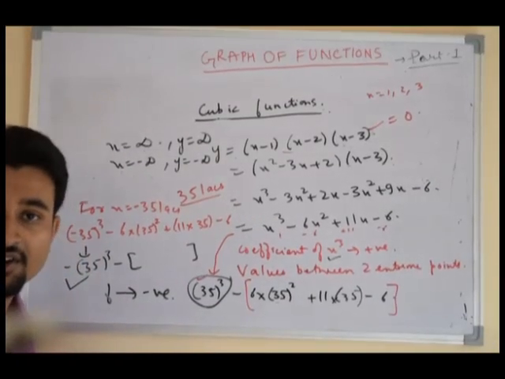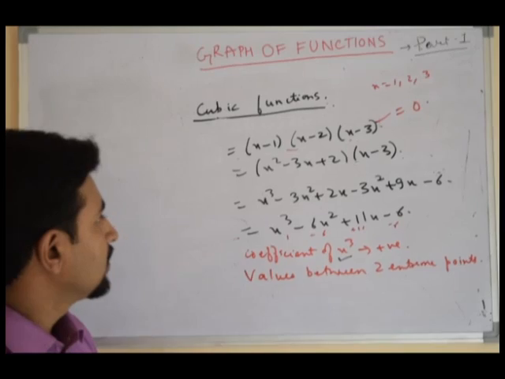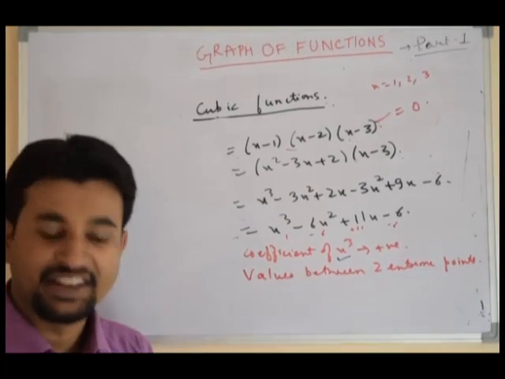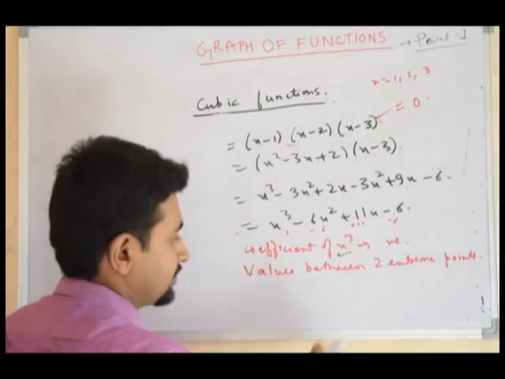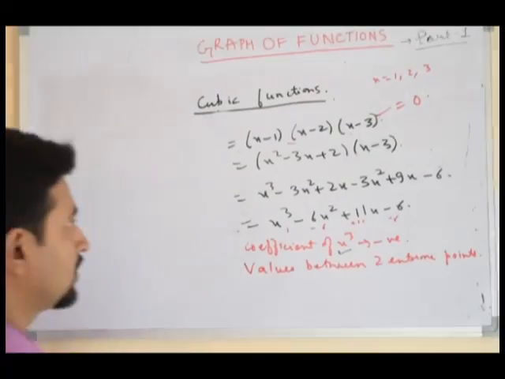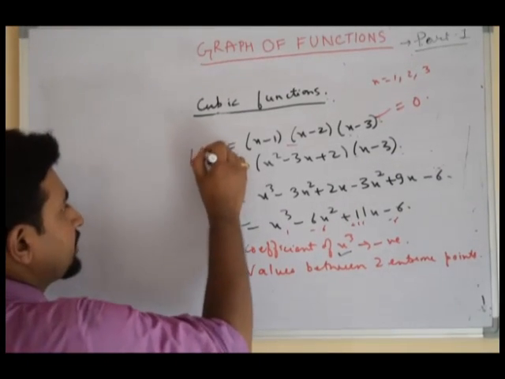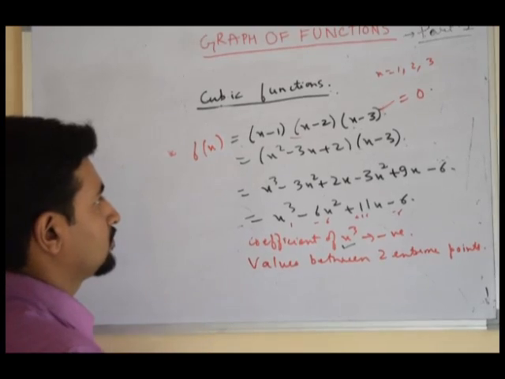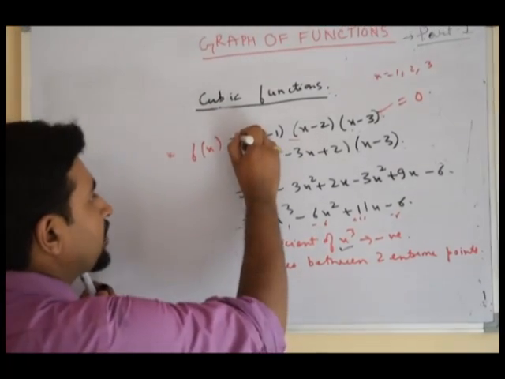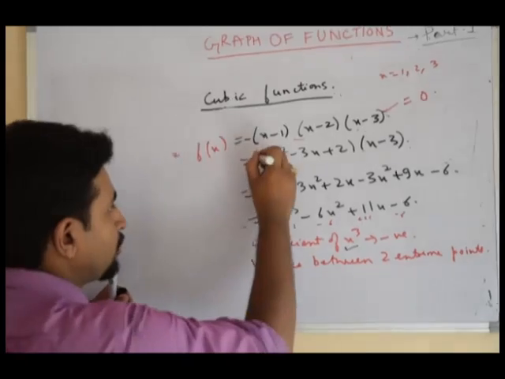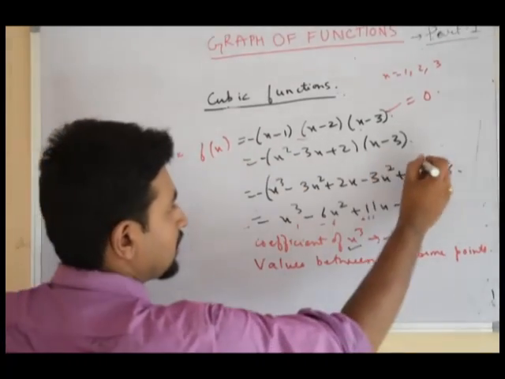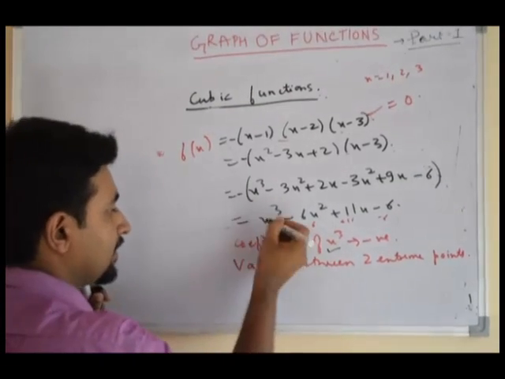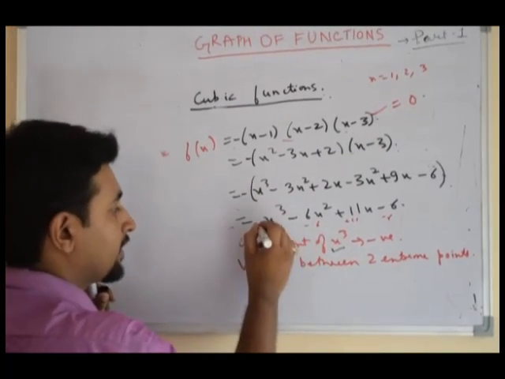So this thing we are doing is for when the coefficient of x cube is positive. Now we'll see the behavior of the function when the coefficient of x cube is negative. So the function would change in what manner? Suppose you put a minus sign here. You would have this, or simply when you solve the bracket, plus would become minus and minus would become plus.